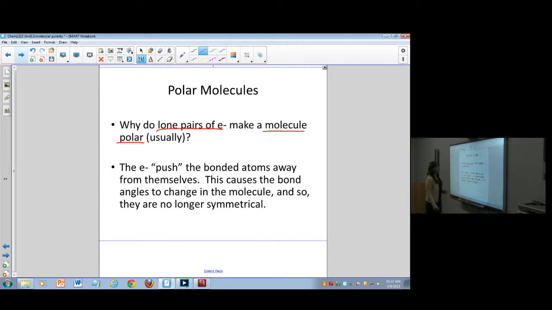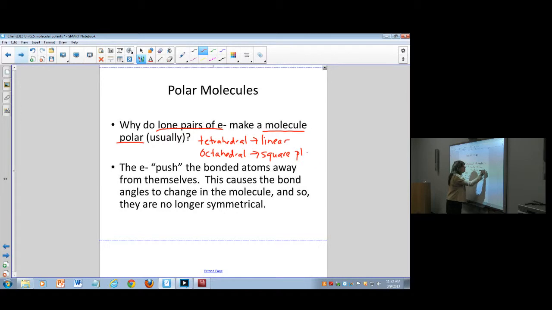What are the 2 exceptions? The tetrahedral's linear structure, provided the outer electrons are the same, and the octahedral's square planar. Those are the only exceptions. Those do have lone pairs of electrons on them, but because they end up making a symmetrical molecule in terms of the pushes and pulls of the electrons, they end up being symmetrical after all.